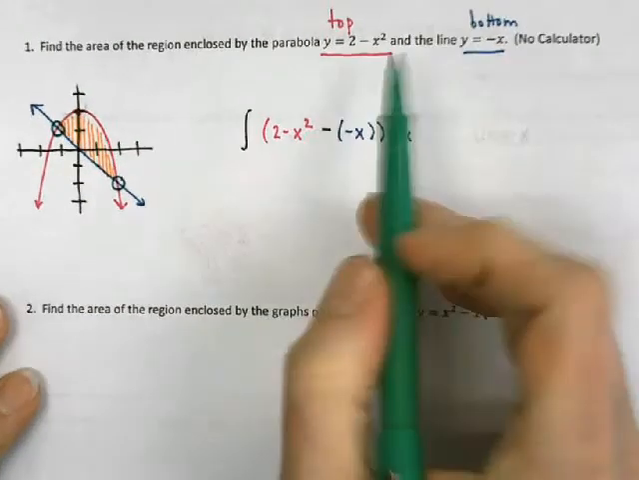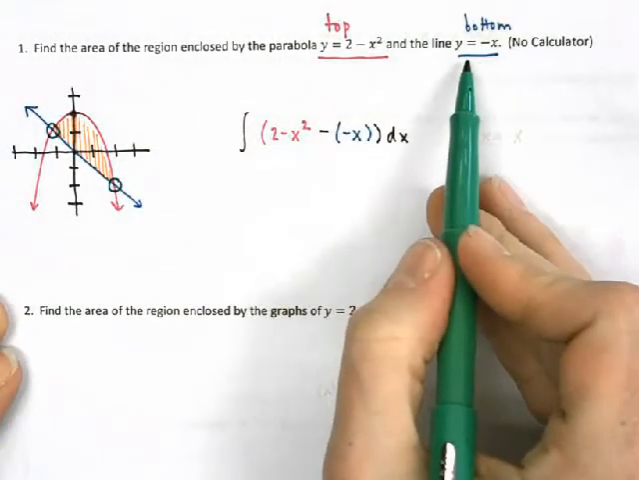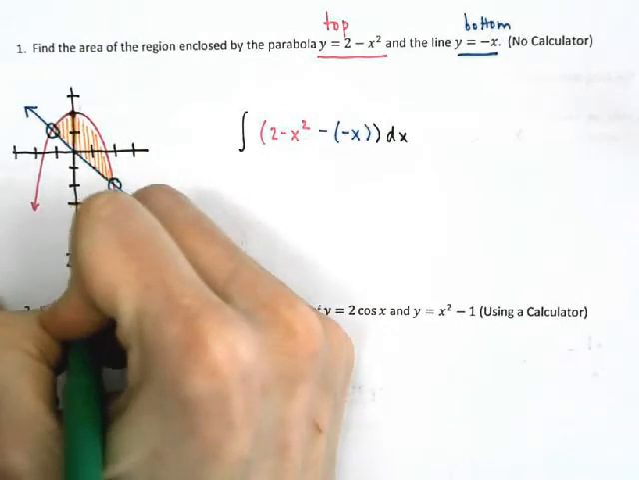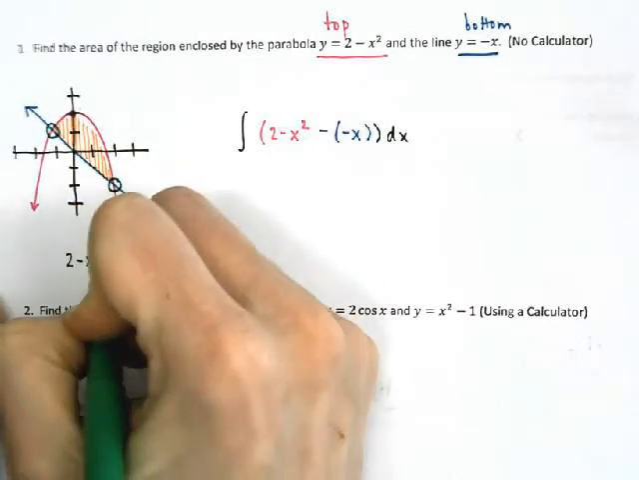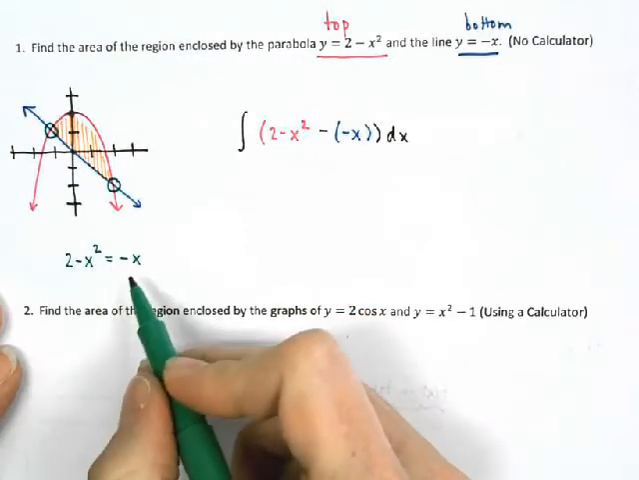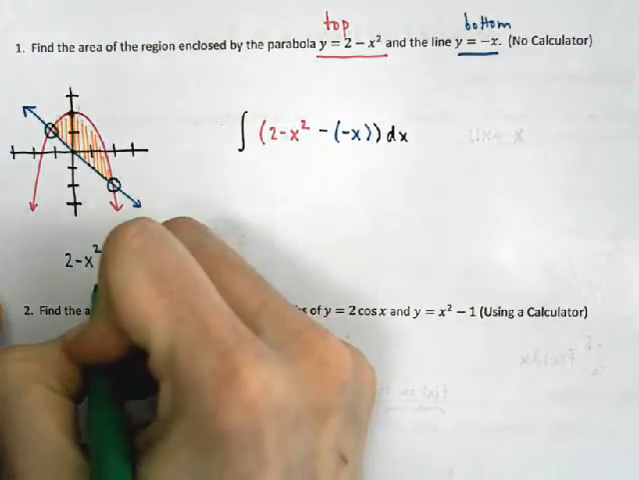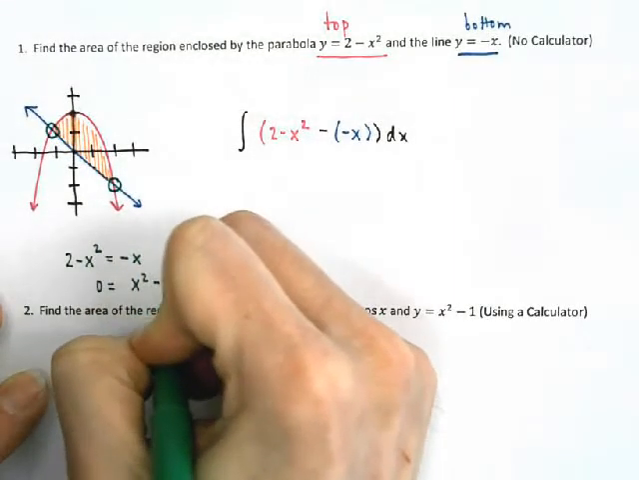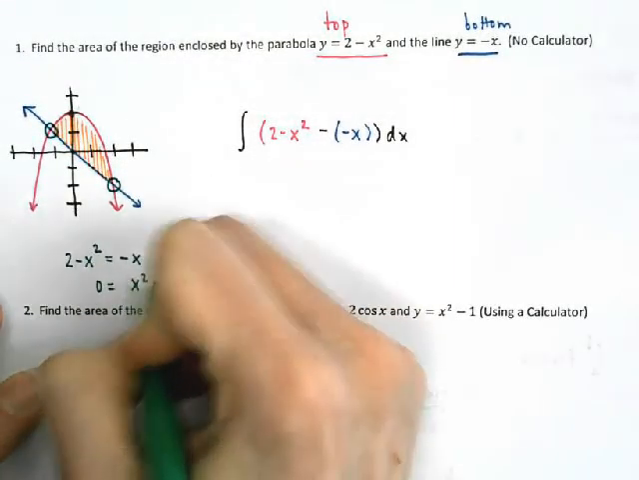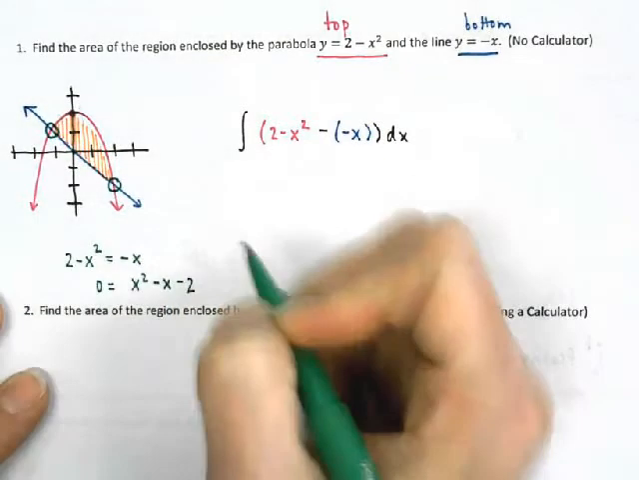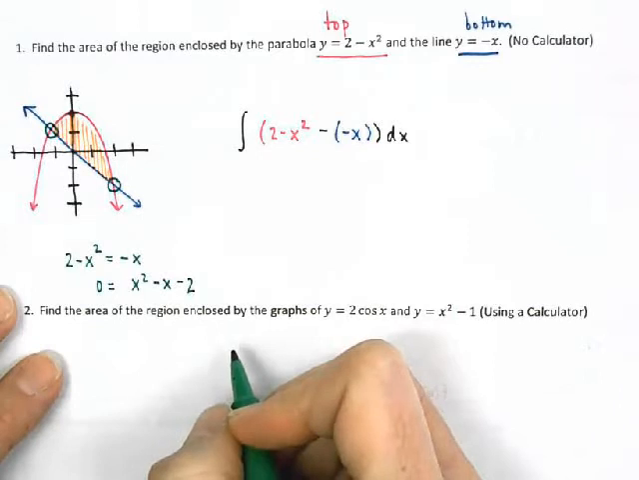So to do that, all I'm going to do is set these equations equal to each other and solve for x. So I have 2 minus x squared equals negative x. Now to solve, I want everything equal to 0. So I'm going to move to the right. So I'm going to have x squared minus x, and then I'm going to have a negative 2 is equal to 0.